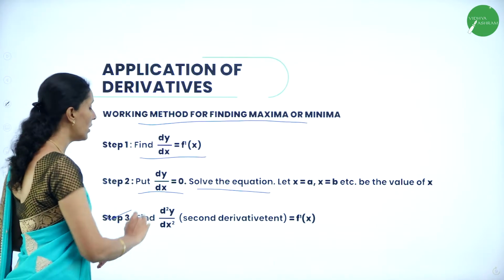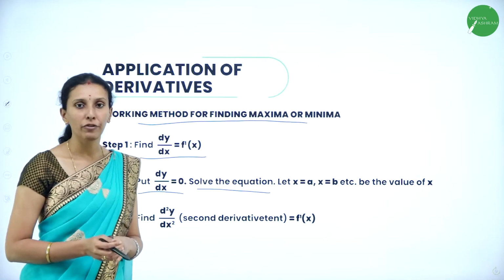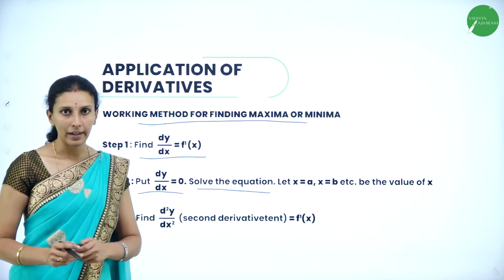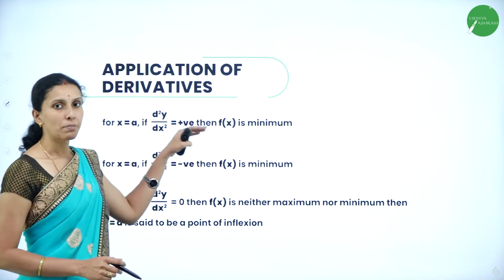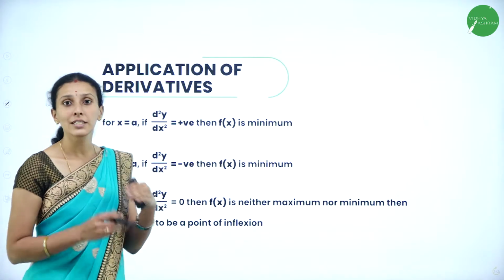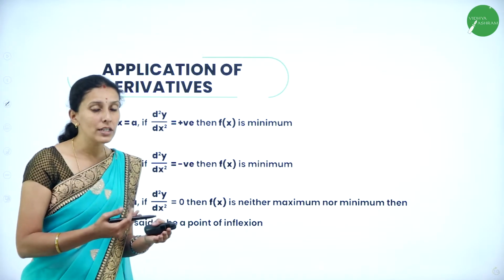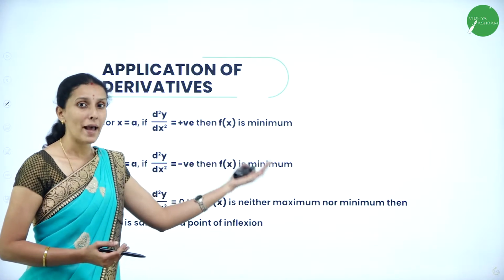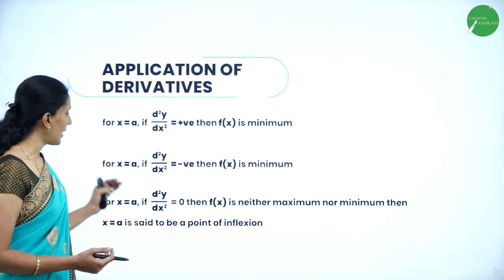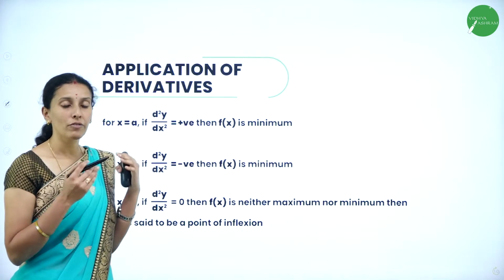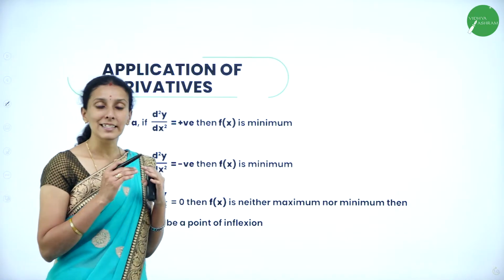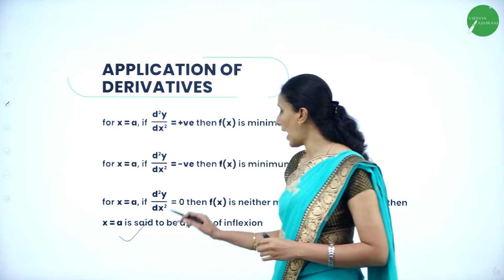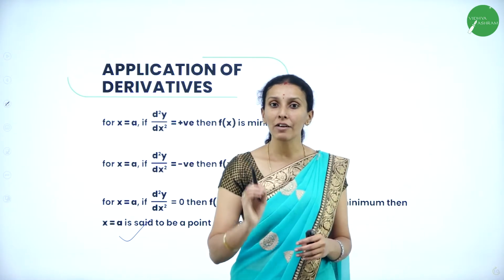Next, we have to differentiate the given function again. We have to find the second order derivative. By looking at the second order derivative, if it is positive, that means the function is minimum. Remember, if it is positive, it is minimum. If the second derivative is negative, it is maximum. If at x is equal to some point a, the second derivative of the function is 0, then we say it is neither minima nor maxima. So, x is equal to a at this point is called a point of inflection.